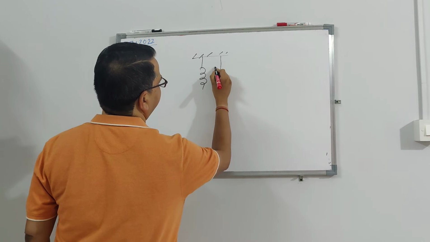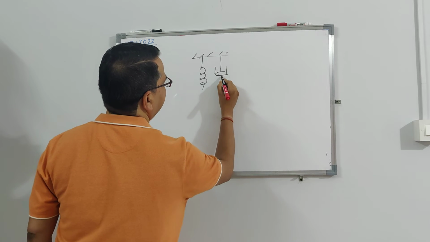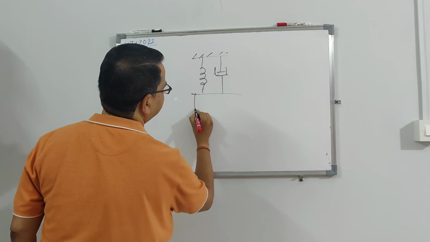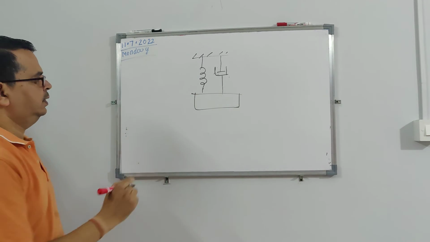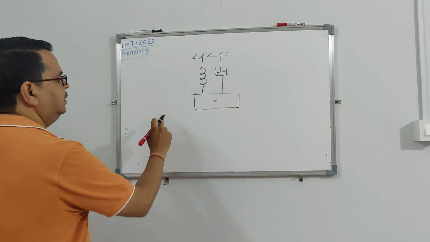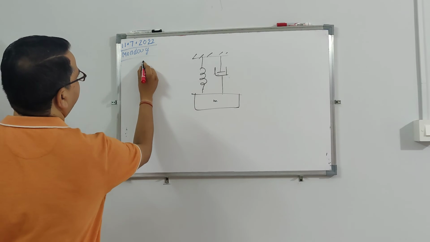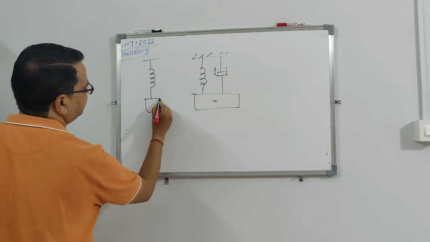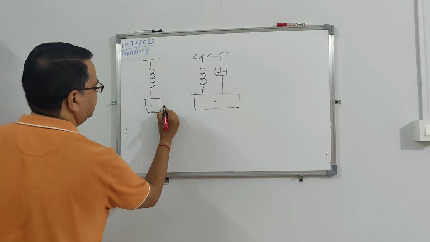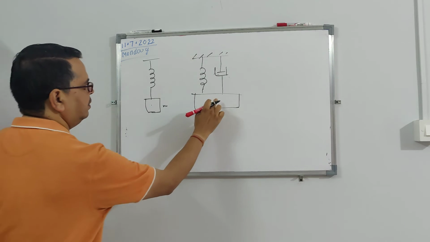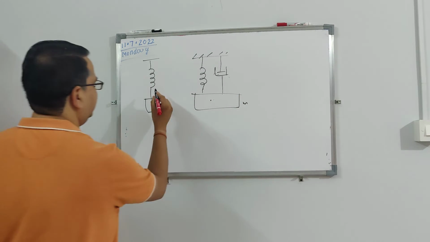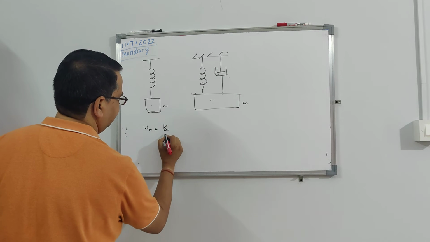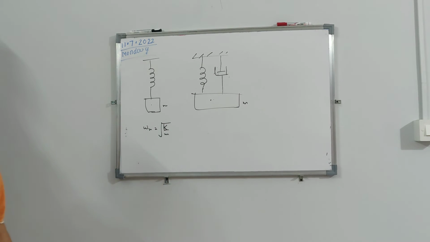You have a damper, so this damper is nothing but your frictional force. And you have the mass hanging from this spring mass system. So you have one system where you have only a spring, and at the end of the spring you have a mass. So this is one mass, here also you have a mass. So this one, omega natural is equal to root of K by M, that we have found out.